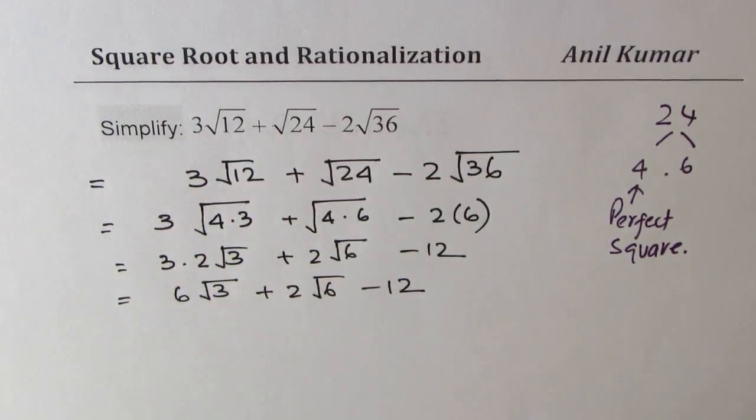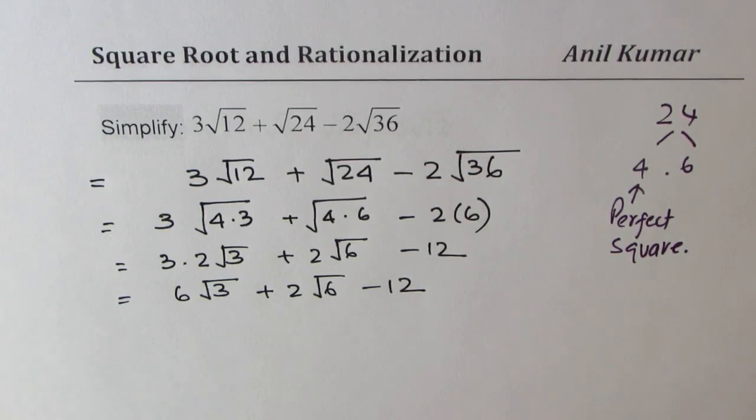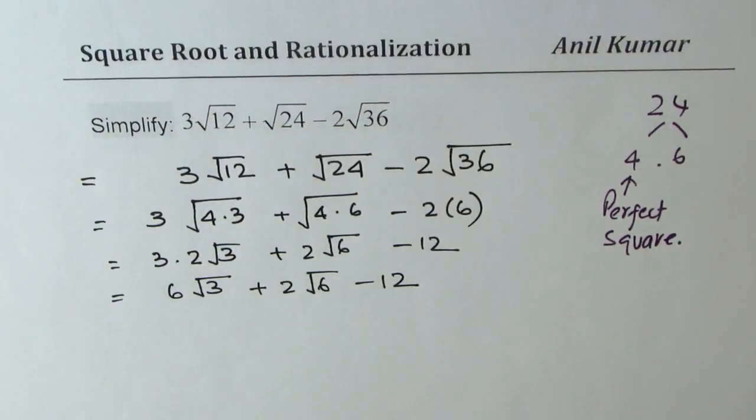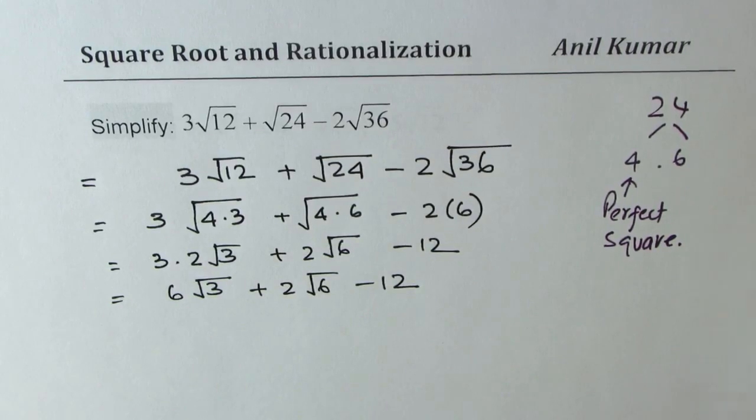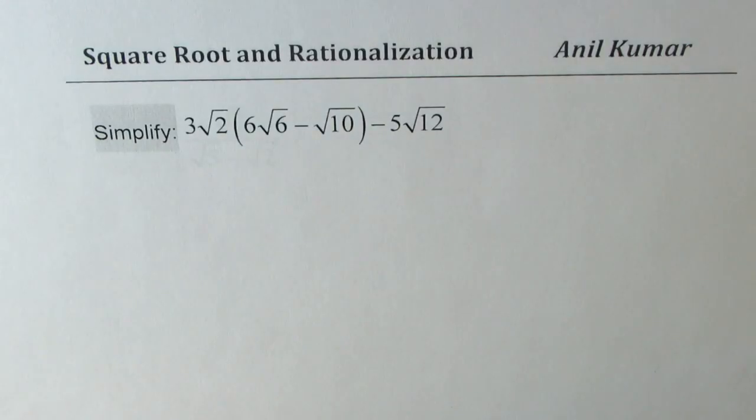Now nothing is common and it cannot be simplified further. So we just stop at this stage. You get an idea, right? So that is the final simplified form of the given expression. So I hope the steps are absolutely clear. So I'd like you to follow this strategy and then answer the next one. Here is the next question for you.